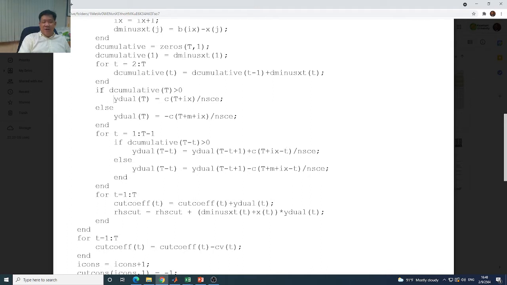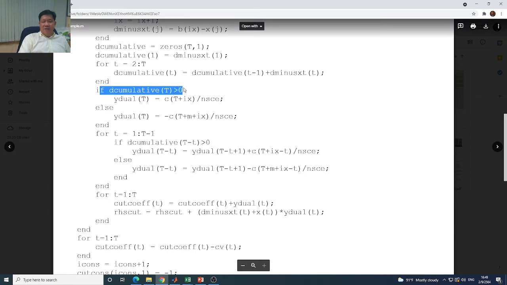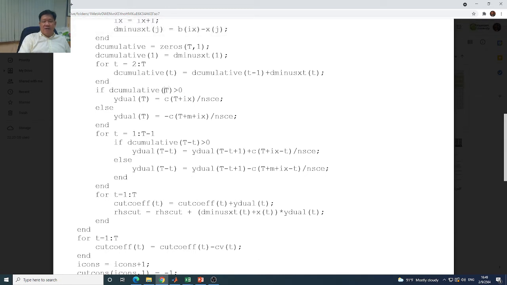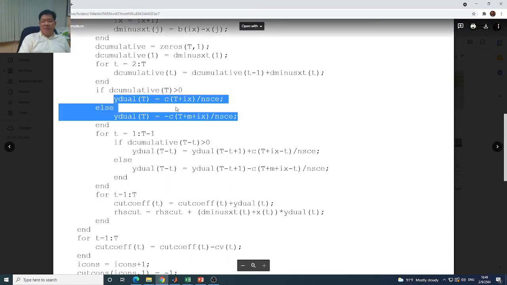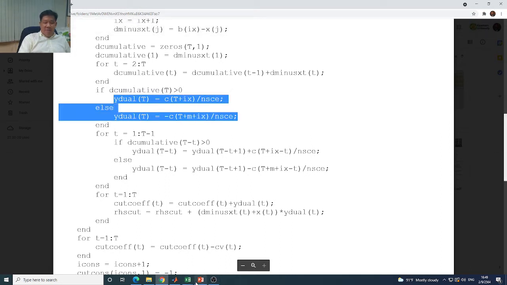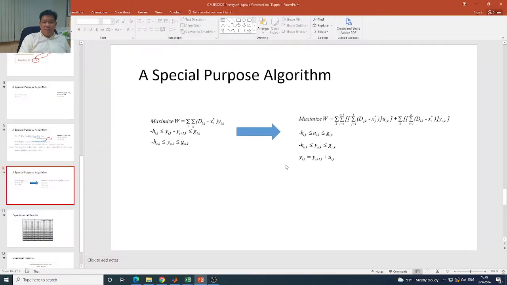Except at t, this is for the initial one. For the cumulative at the last period t, you get the y dual immediately by this formula. If you might remember, you might go to this explanation. At period n, or at the end of the last period of each scenario, you can assign y immediately according to this cumulative value.